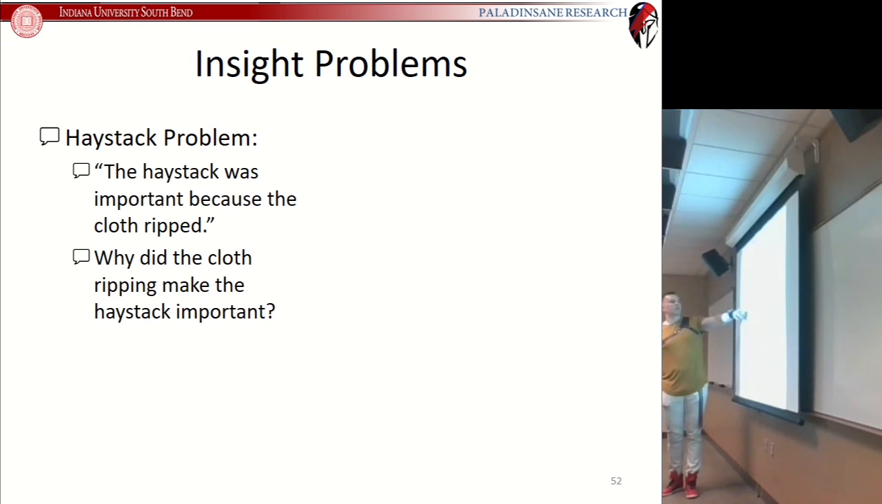The haystack was important because the cloth ripped. That's the statement. Why did the cloth ripping make the haystack important? Try to come up with a reason why a cloth ripping would all of a sudden make a haystack important. Give me about 30 seconds.